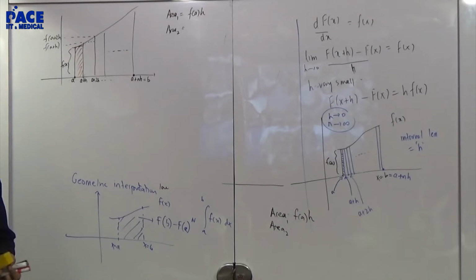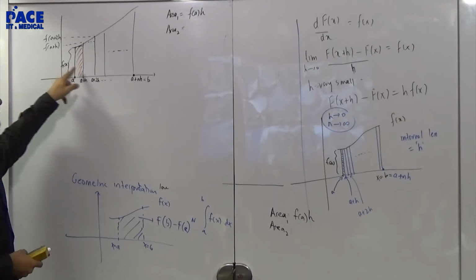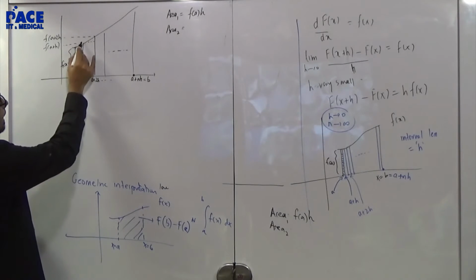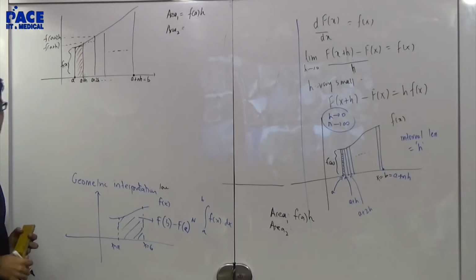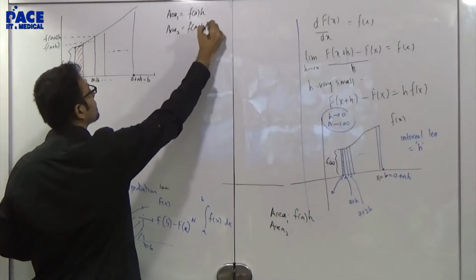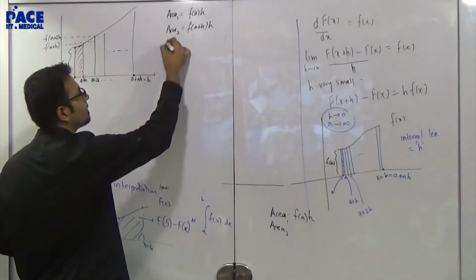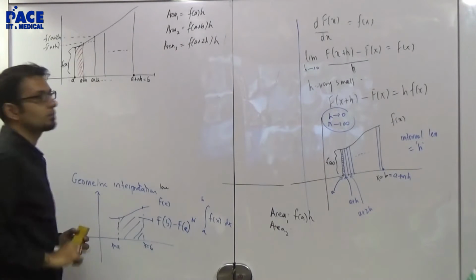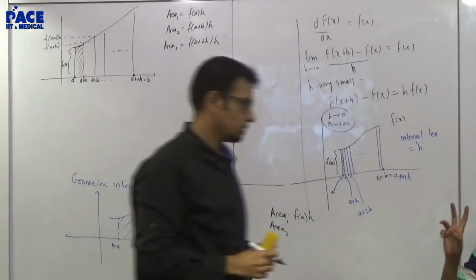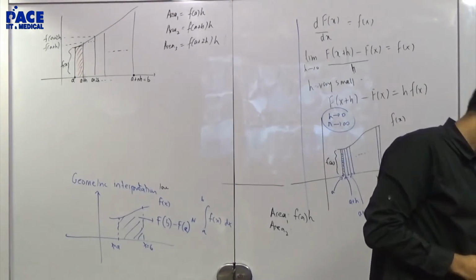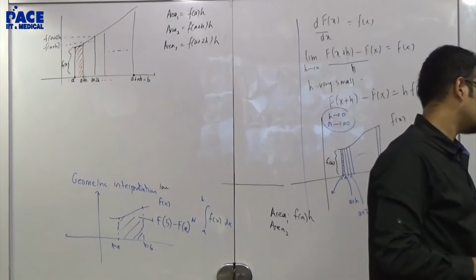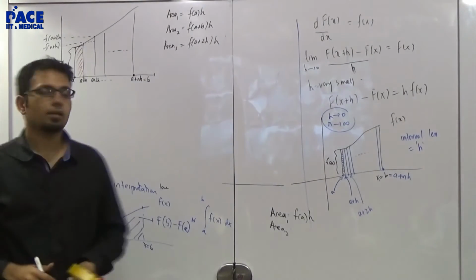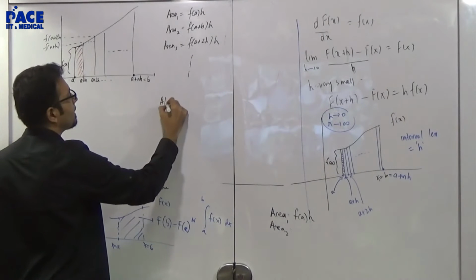So, like I said, the first area can be approximated as f of a into h. The second area can be approximated with the height f of a plus h, so the second area is f of a plus h into h. And the third area is f of a plus 2h into h. And so on. Now, what do you think will be the last area?